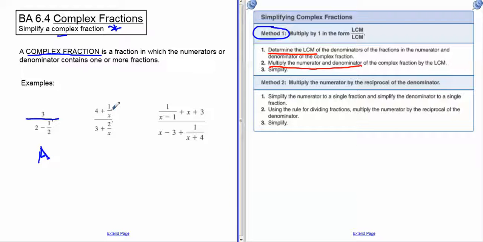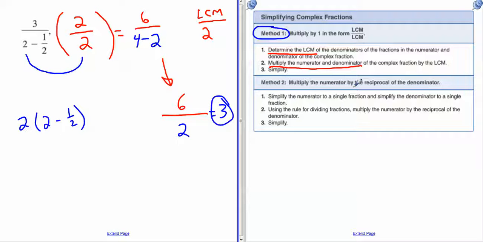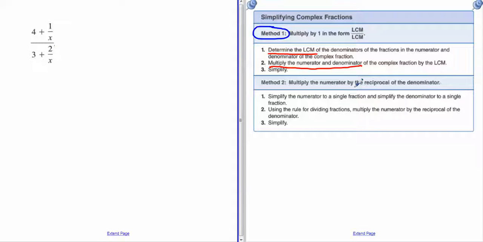A complex fraction is a fraction with a fraction in the numerator and/or denominator. So this is a complex fraction because it has a fraction in the numerator and a fraction in the denominator. We're going to simplify by following these steps. We multiplied by the lowest common multiple, so we're going to do that same thing.